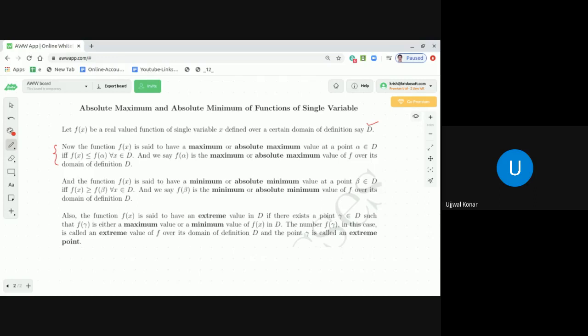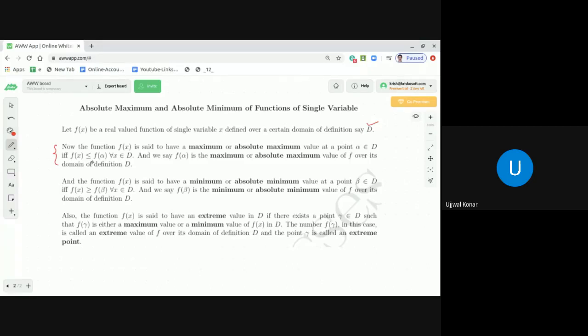Okay, why absolute maximum? Because we are studying the entire domain D, meaning where the function is defined. If we find that f(x) is always less than or equal to f(alpha) for all x belonging to D, then we say that f(alpha) is the maximum or absolute maximum value of f over its domain of definition D.